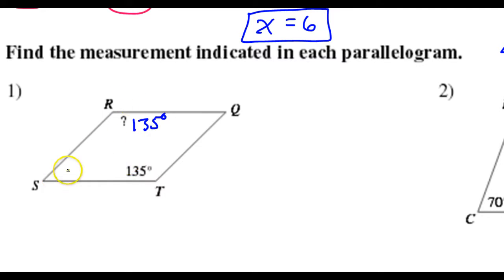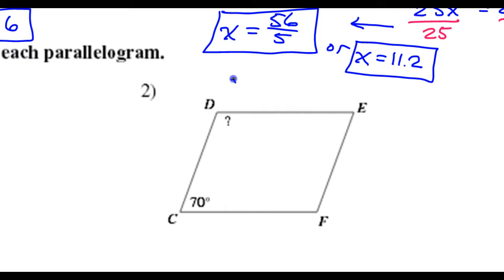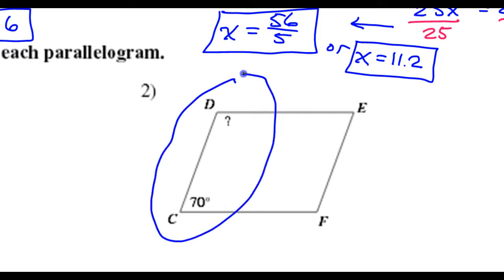Consecutive angles. If I looked at angles like, well, I might as well talk about number 2. Angles like these, C and D, is that question mark going to be 70? No, because they're not across from each other. They're consecutive. How are they related to each other? They have to add up to 180. What's the word for that? Supplementary. They have to be supplementary. So to find this question mark, we could just do 180 minus 70. So that's 110.